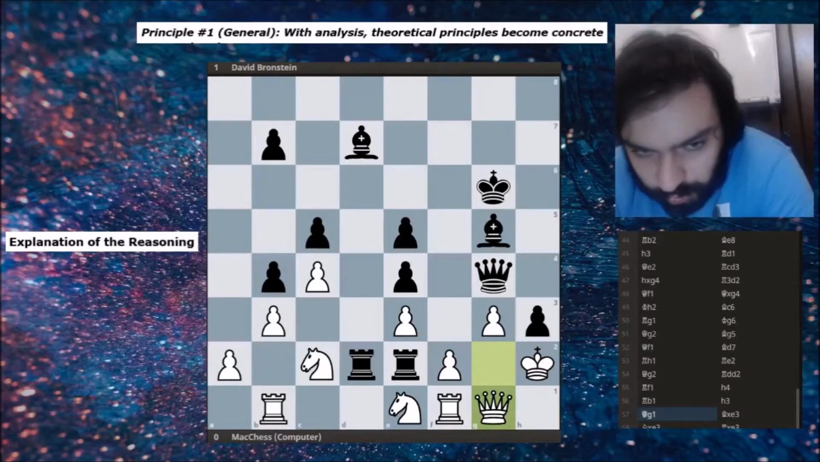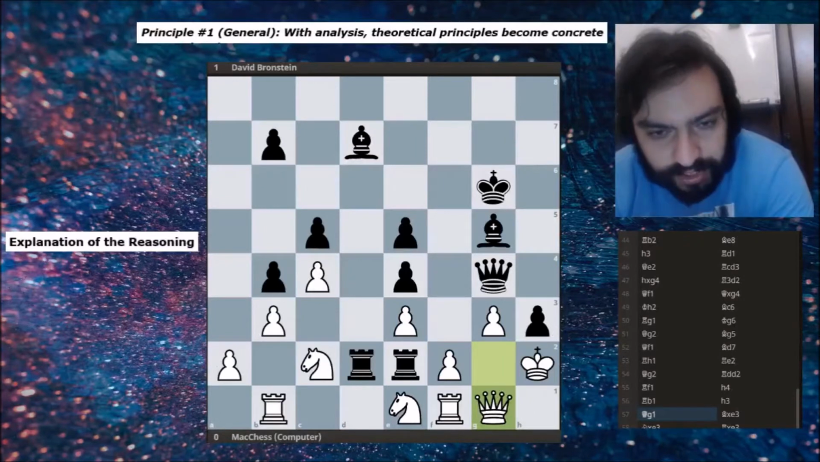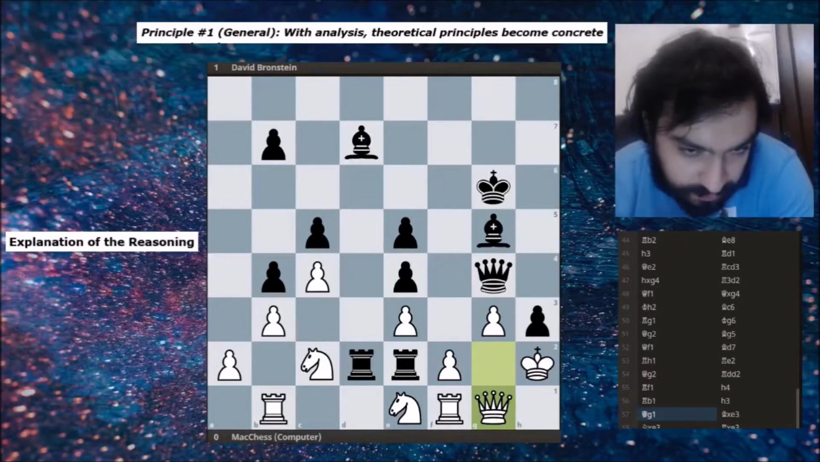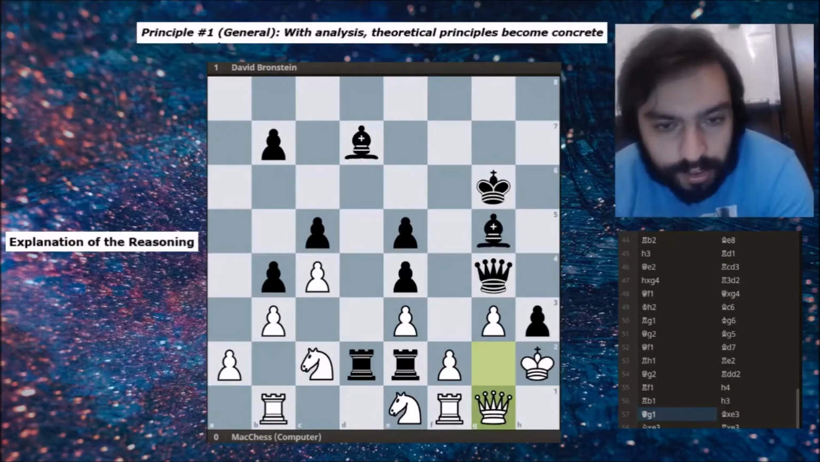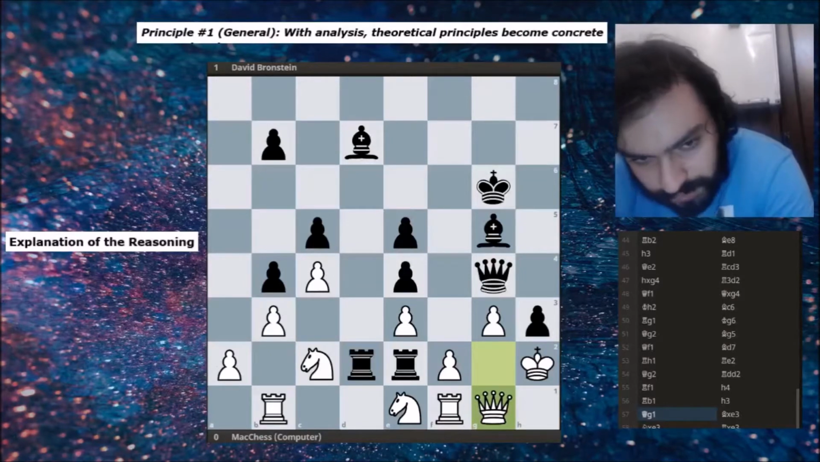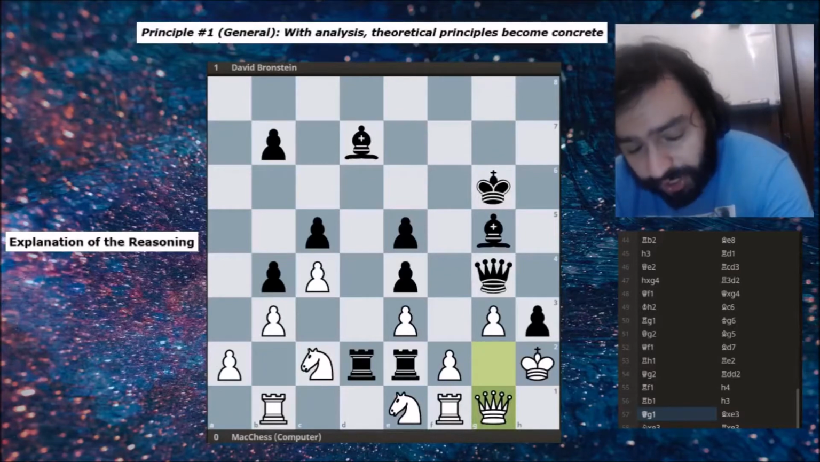So let me give you an example of a typical sequence of analysis. So line A, I go here, they go there. Okay, that doesn't seem to work. Moving on. Line B, I go here, they go there, I go here. That seems good. Let's see. Line C, I go here, they go there. Not as good as line B. Alright, line B it is.